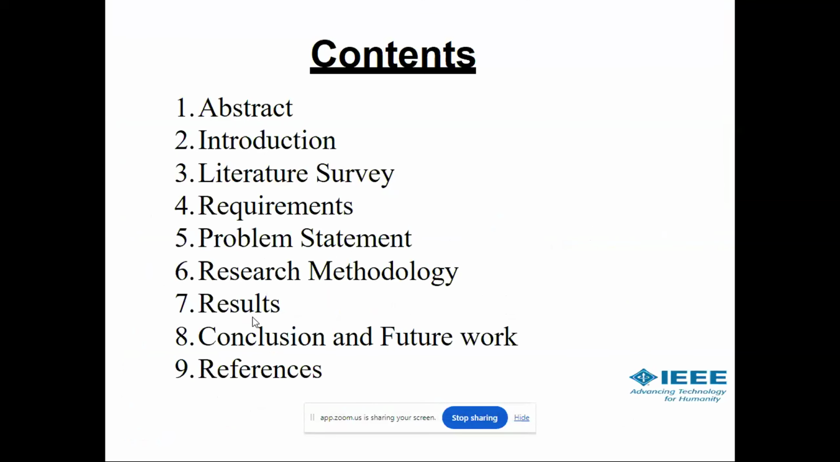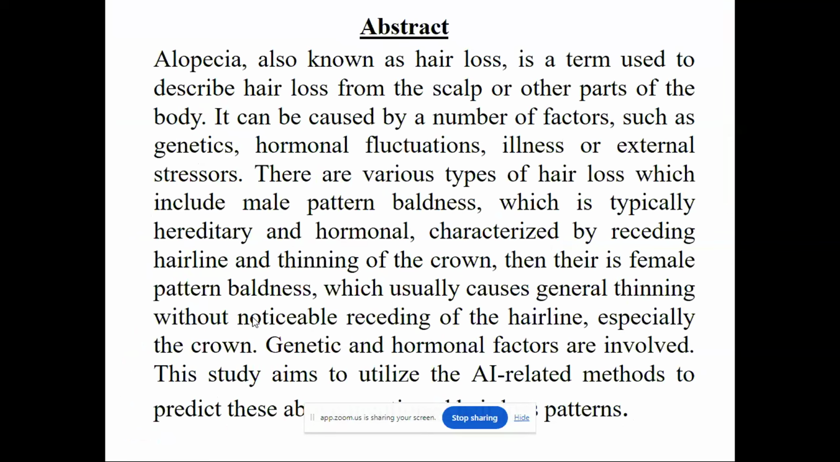These are the table of contents. So let's start with the abstract first. Alopecia, also known as hair loss, is defined as a term that is mainly utilized for hair loss in a person. It may be male pattern hair loss or female pattern hair loss. And there are many factors which involve either the genetics of a person or the hormonal fluctuations in a person or some kind of diseases or some kind of external pressures or stress factors that relate to the hair fall problem in a person.